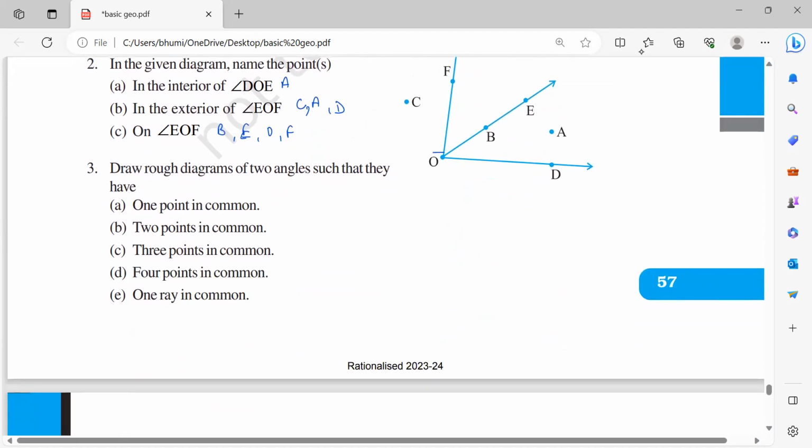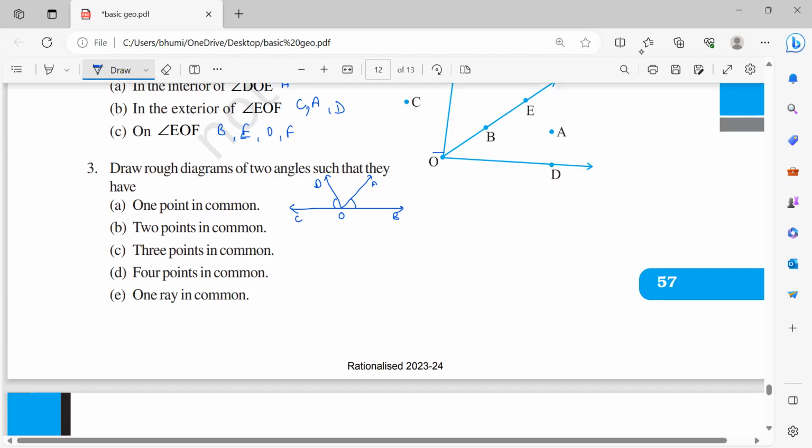Draw rough diagram of two angles such that they have one point in common. Let's draw the triangle. This is a line. One common point, that means like this. O. This is A, this is D. You can name anything B. So O is the common point of these two angles. Okay. 2 points in common means this is A part.